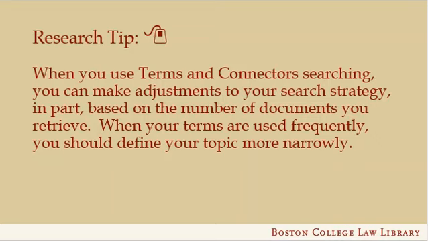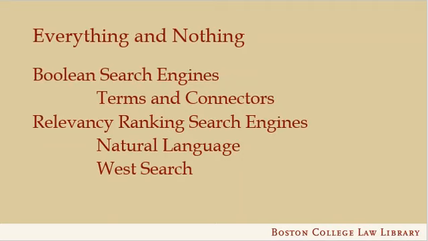Here's another research tip. When you use Boolean terms and connectors searching, you should make adjustments to your search strategy in part based on the number of documents you retrieve. When your terms are used frequently and bringing up a lot of documents, you should define your topic more narrowly. When there don't seem to be a lot of cases directly on point, try thinking of analysis situations to search for and broaden your searches. Strive for balance in your searches.